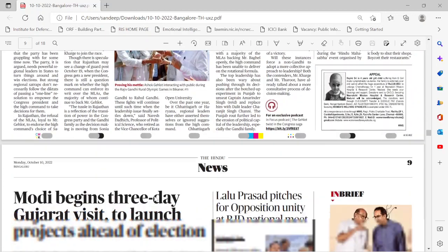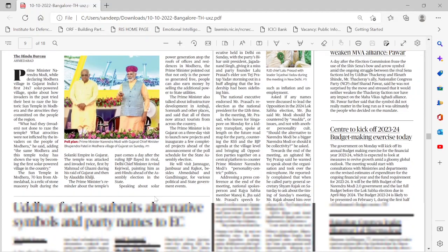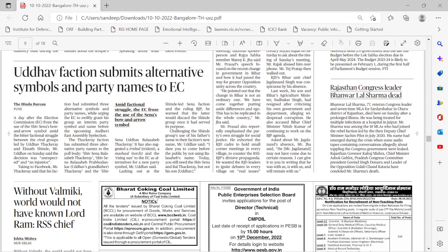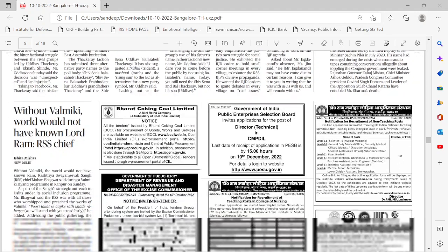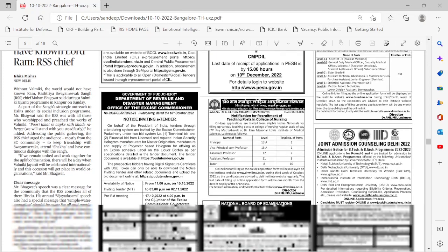Rajasthan rebellion not required. Modi begins not required. Lalu Prasad not required. Uddhav faction not required. Without Valmiki, world would not have known Lord Rama not required.